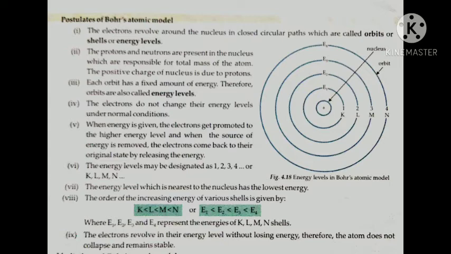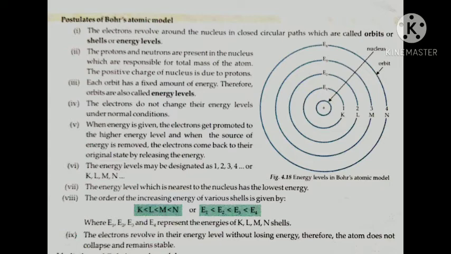The energy levels may be designated as 1, 2, 3, 4, etc. or K, L, M, N. The energy level which is nearest to the nucleus has the lowest energy. The order of the increasing energy of various shells is given by K < L < M < N, or E1, E2, E3 and E4 in the ascending order, where E1, E2, E3 and E4 represent the energies of K, L, M and N shells.